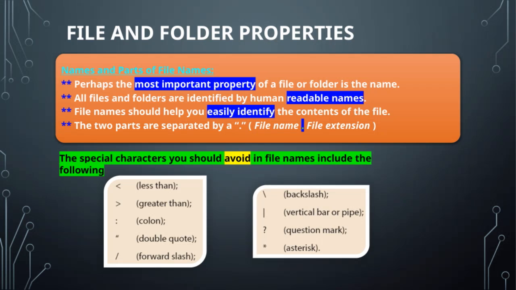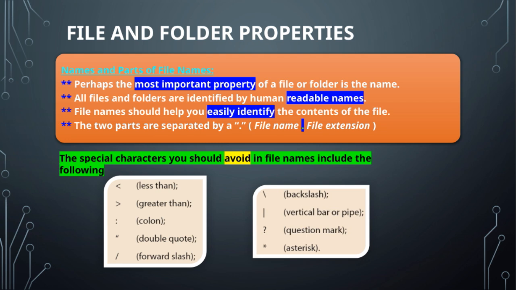Now let's talk about the special characters you should avoid in file names. These characters can cause a lot of headaches, especially when sharing files across different systems or platforms. So what are these characters? They include things like the /, backslash, colon, asterisk, question mark, quotation marks, angle brackets, and the vertical bar.